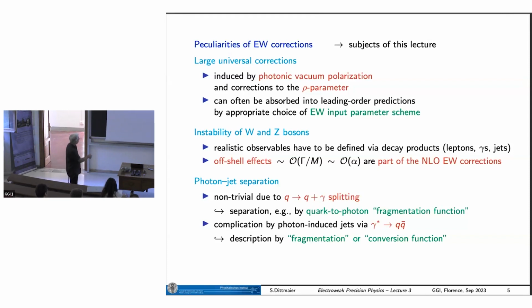And very finally, something that I will certainly drop from this lecture is that it is also not so easy, for example, to identify a photon in a hadron collider environment. This goes under the name photon jet separation. Let's just make this clear on the basis of one example.